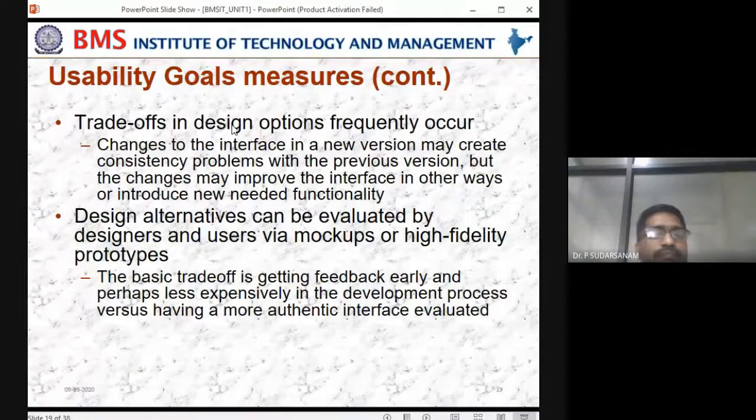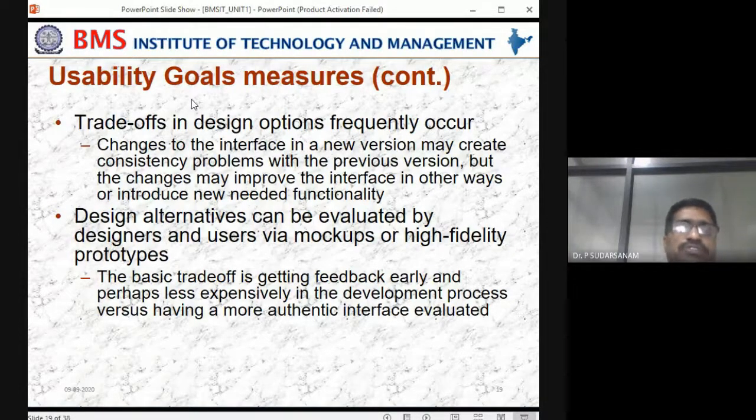The next one is design: the alternatives can be evaluated by designers and users via mockups or high-fidelity prototypes. Here, you are doing evaluations, and you can also be finding alternatives. If you are able to find new things, an easier one or better performance, you can take that and go ahead. When you are doing the work, you will be learning new things to adopt. This is also the same thing.